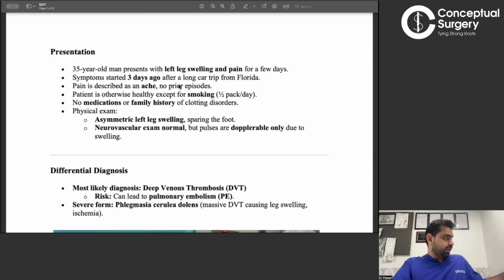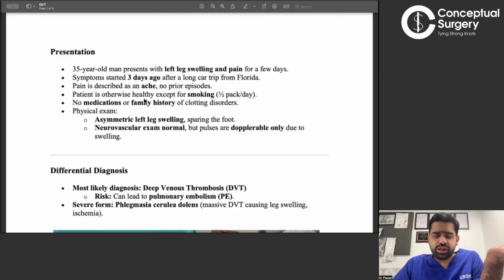Now, the pain is described as an ache, with no prior episode. So this is the first time the patient is developing this particular pain, which tells you that it is not the kind of pain seen in Buerger's disease. It's not happening with walking. The patient was sitting in the car, and it is the first time pain. It has never occurred in the past.